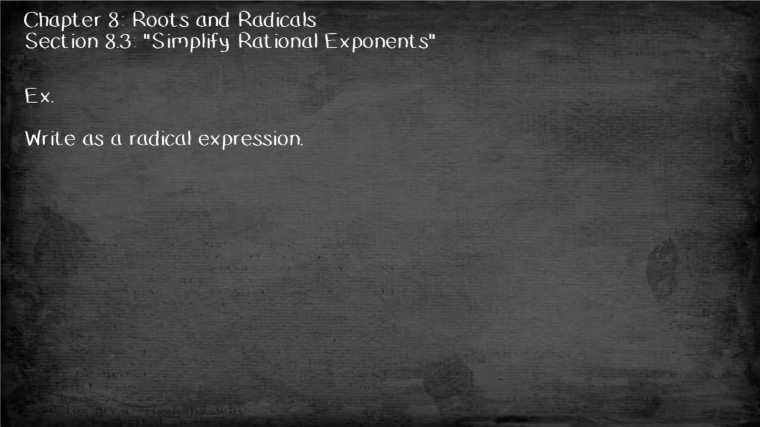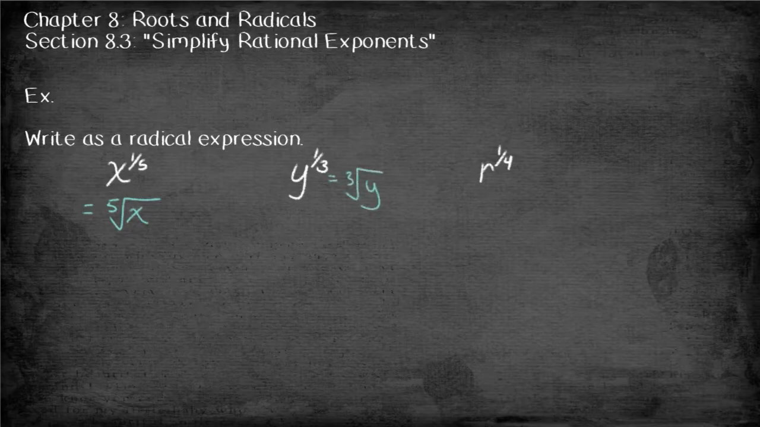So first up on our batch of examples, we want to write each of these guys as a radical expression. We're going to get used to translating back and forth. So x to the 1/5 power is the fifth root of x. y to the 1/3 power is the third root of y. And r to the 1/4 power is the fourth root of r. That's not so bad.